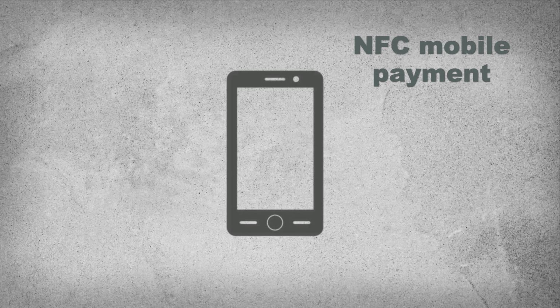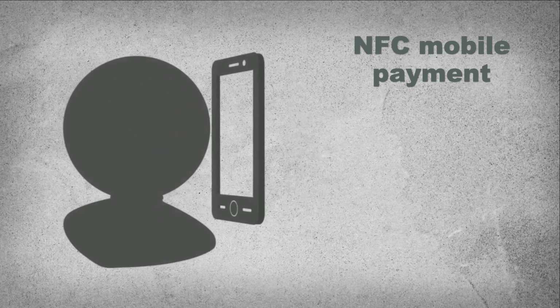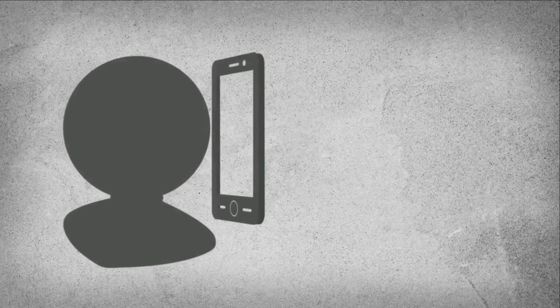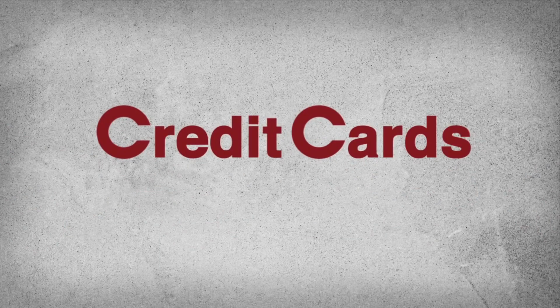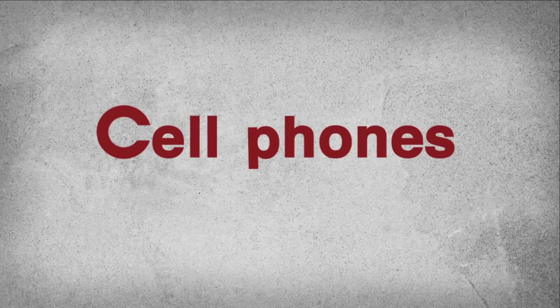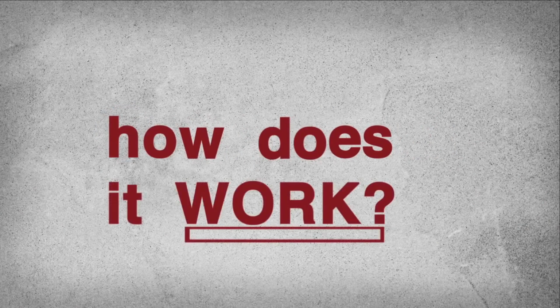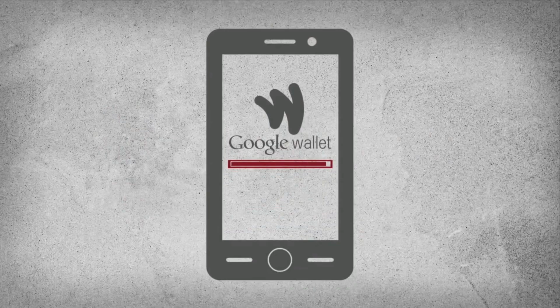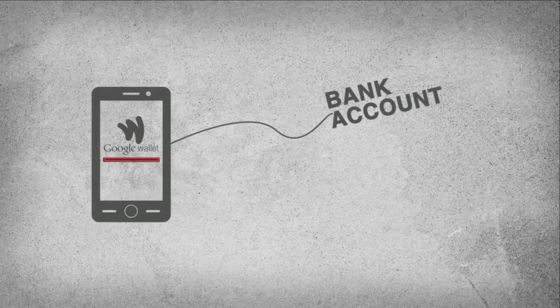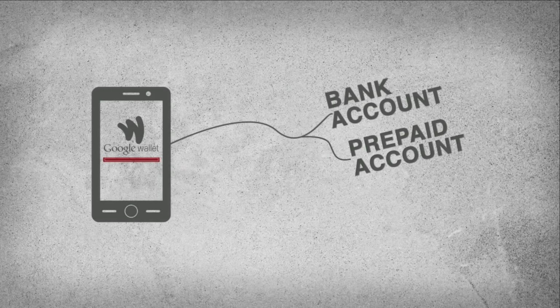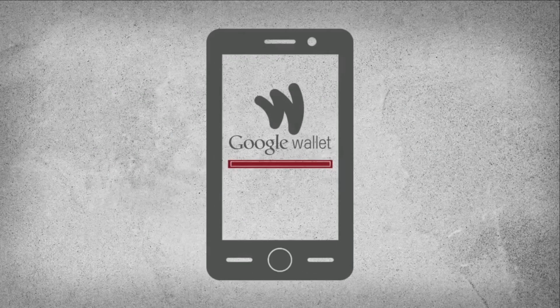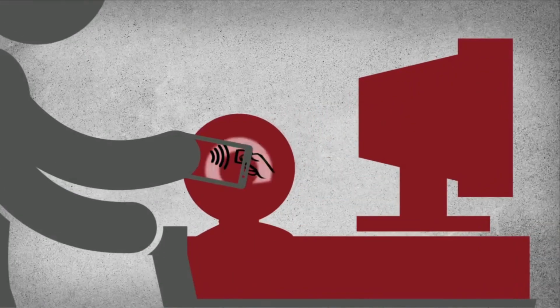Now, NFC technology has been used in mobile payment. Tap your phone and the payment process is finished. With this technology, credit cards are replaced by cell phones. How does this work? Look at Google Wallet. This app is securely connected with a bank account or a separate prepaid account if it exists. It essentially turns your phone into a credit card. At the point of paying, tap it to the reader.